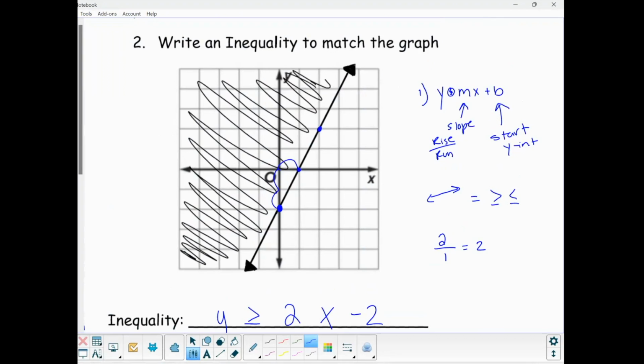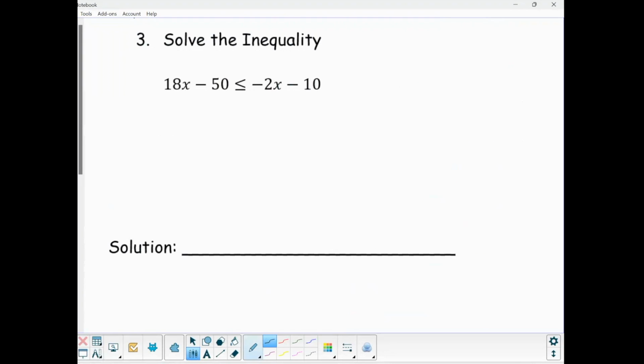All right. Number 3. So in this case, we're just solving. Remember, we want our x's on this side, our numbers on this side. Always try to get your letter on the left side because it makes it easier to graph, but you don't have to. But all of your answer choices on your test will be with the letter on the left side. So try to do it like that.